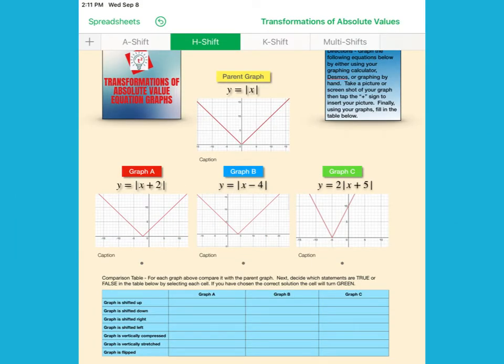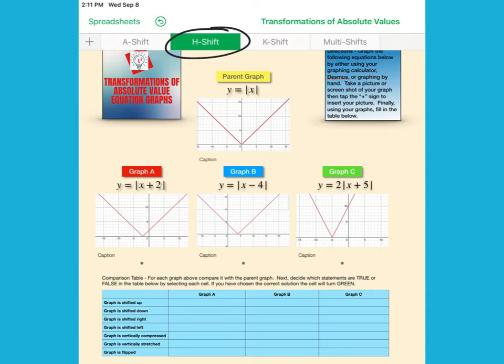Okay, and now we have our H shift tab. So looking at this, my parent graph is still that y equals absolute value of x. It's that exact same image as before. We can see that it's got that point at 0, 0, a slope of 1, and it's going up to the right, up to the left.